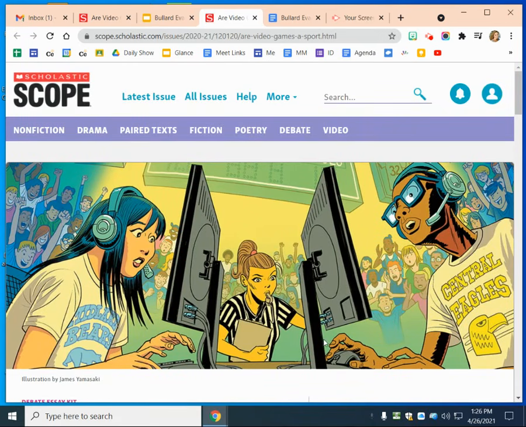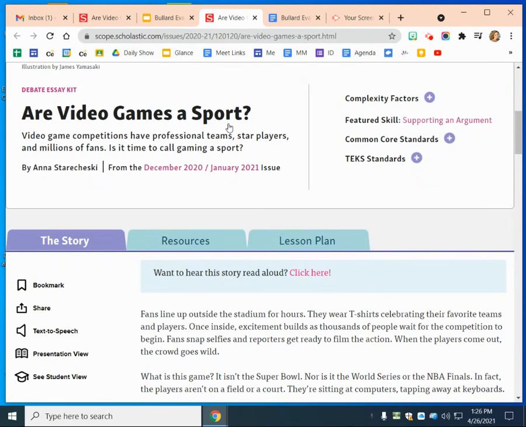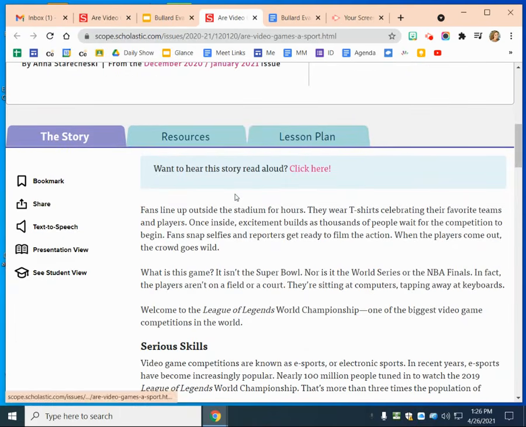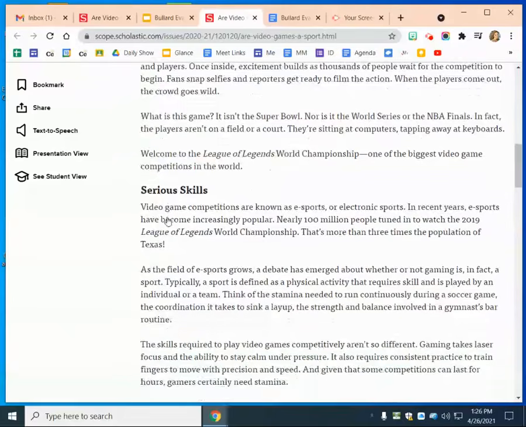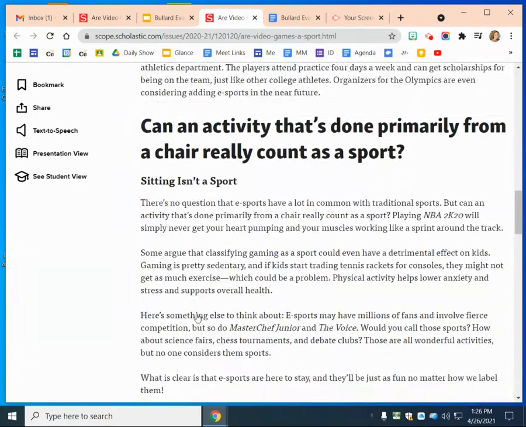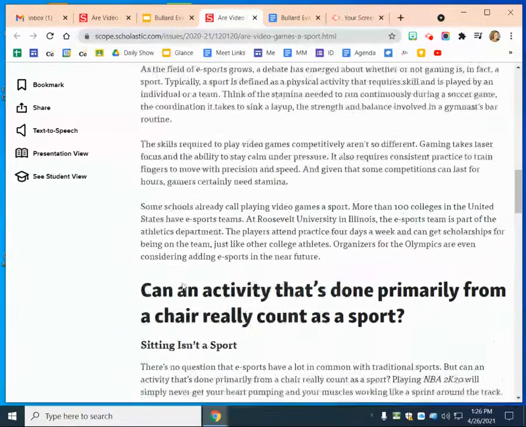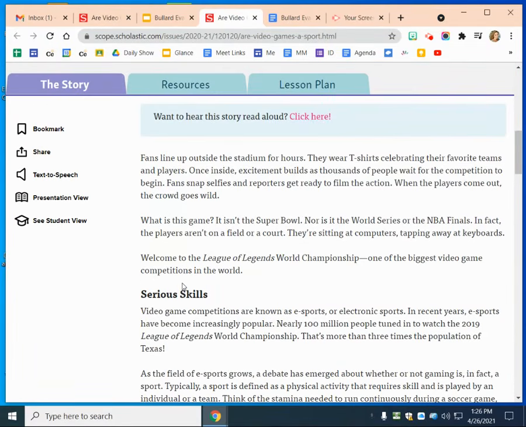Let me show you what it looks like. If you're at home, you're going to be reading it digitally. I've got the link in the assignment, and it says, "Are video games a sport?" That's the title. If you're reading from home, there's the text-to-speech if you want it read to you. You're going to read the little introduction. The first section is that, yes, it should be considered a sport. And then the second section, the last half of it, is no, it shouldn't be a sport. So you have both sides of this debate. You get to read both arguments for and against it.